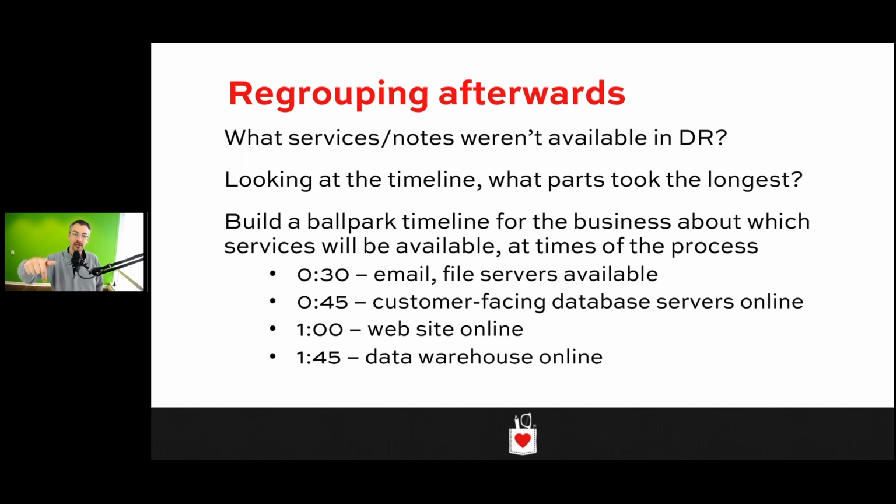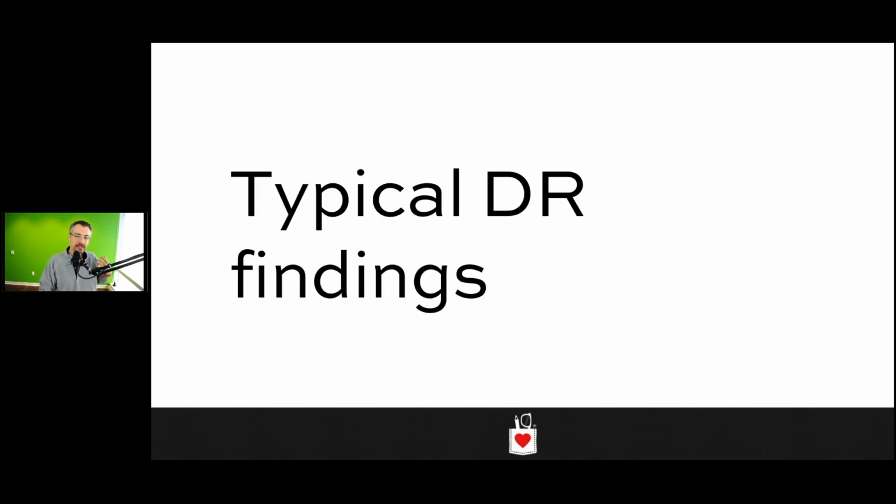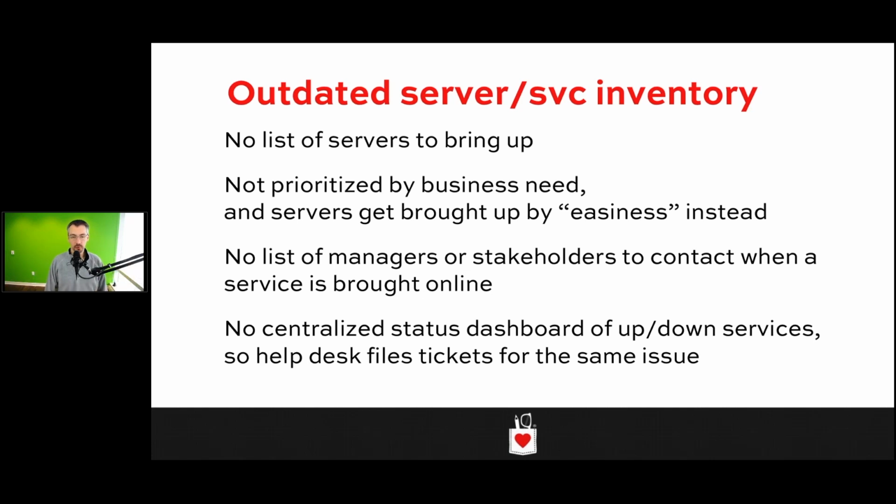This is what we go back through and regroup on after the role swap or after the isolated DR test. And the kinds of things that we find, first off, is an outdated inventory. Very few shops have an inventory of servers, services, and people, so that I can say, everybody has these individually. They have a list of servers, they have a list of apps, and they have a list of people, but they don't know how they tie together.